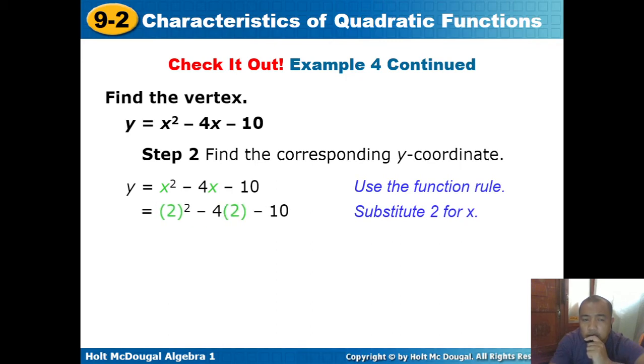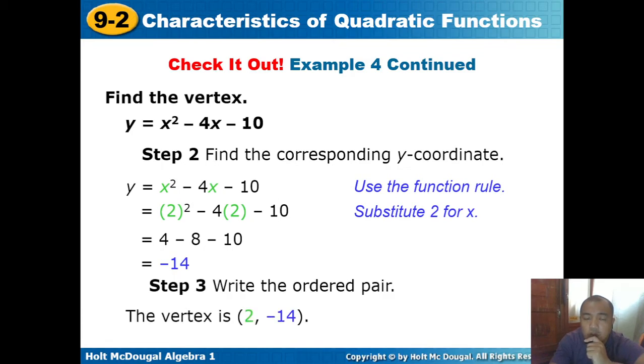So 2 squared minus 4 times 2 minus 10 is 4 minus 8 minus 10. The answer is negative 14. 4 minus 8 is negative 4, minus 10, negative 14. So the vertex is (2, negative 14).